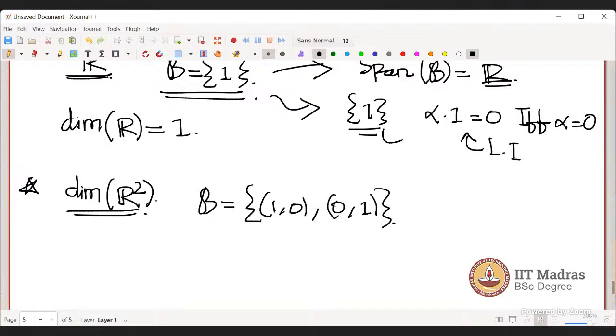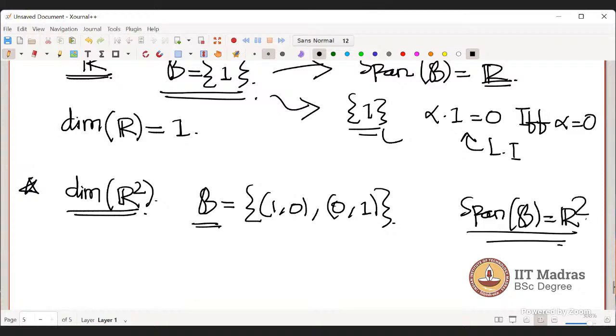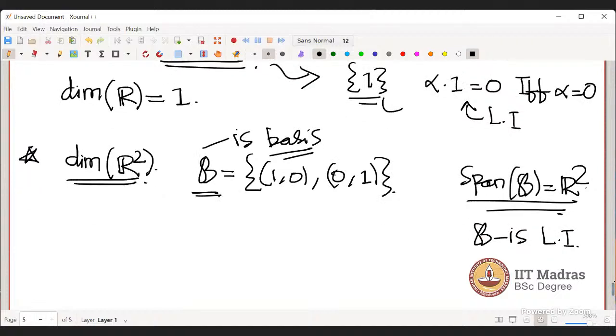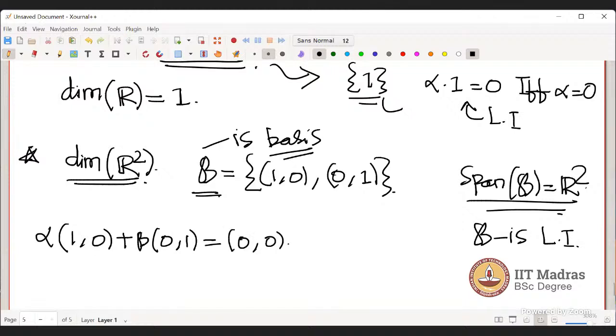We have already proved that the span of this set is R2. The next thing we have to prove is that B is a basis. To prove that B is a basis, we have to show that the span of B is R square and B is linearly independent. So how can I show B is linearly independent? I have to prove that this linear combination of (1, 0) and (0, 1) equals (0, 0), just a minute.